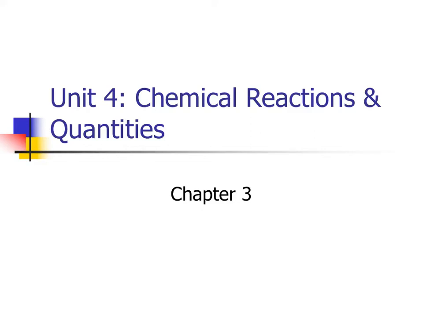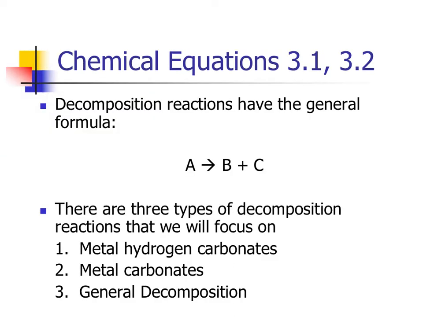So Unit 4, chemical reactions, not yet at the quantities. Decomposition reactions have the general formula that one thing makes multiple things. You can have, and it doesn't matter, I just have A makes B and C, and B and C do not actually mean or represent any element on the periodic table specifically. They're just there for that general formula.